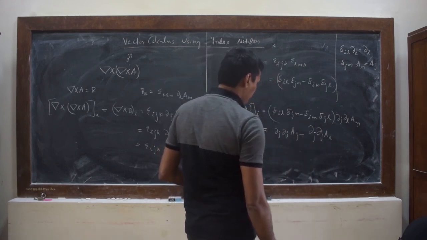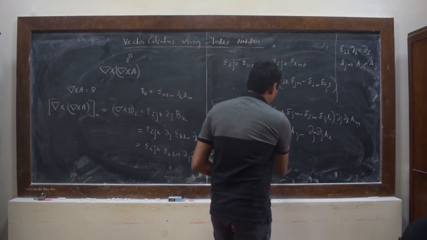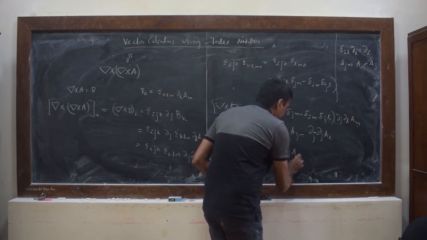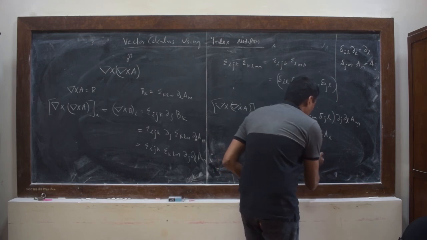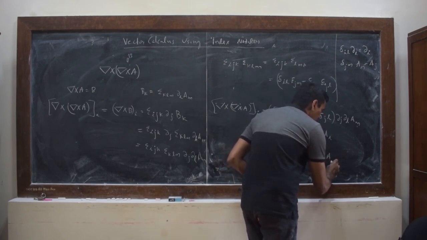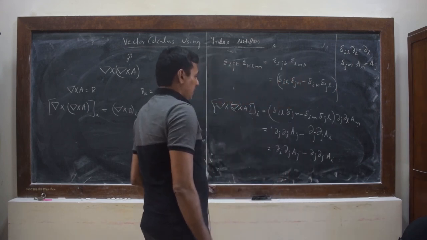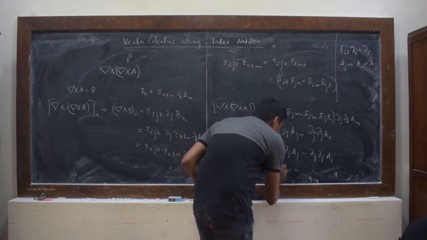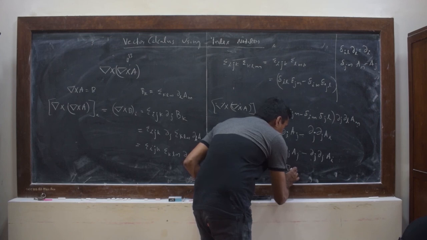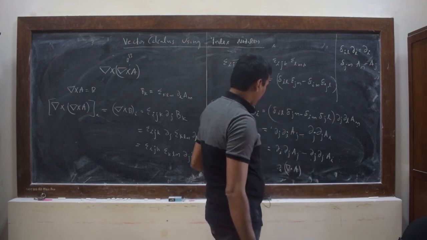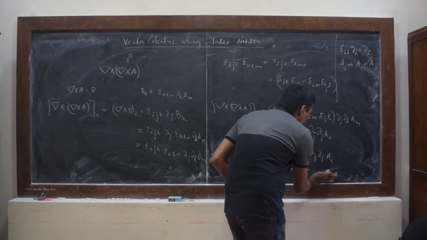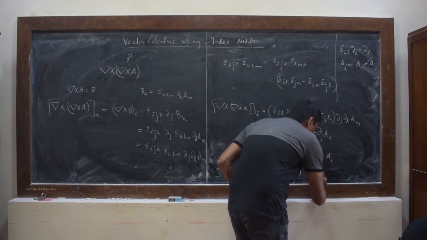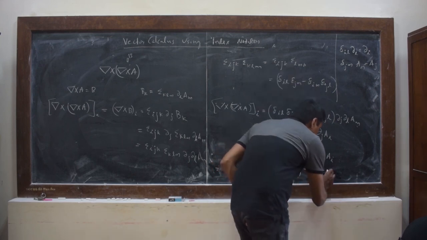So this is equal to del i del j aj minus del j del j ai. But you can see that del j aj is basically del dot A, so it is del i of del dot A, minus del j del j, which is del square. I will show you what it is: del square of ai.